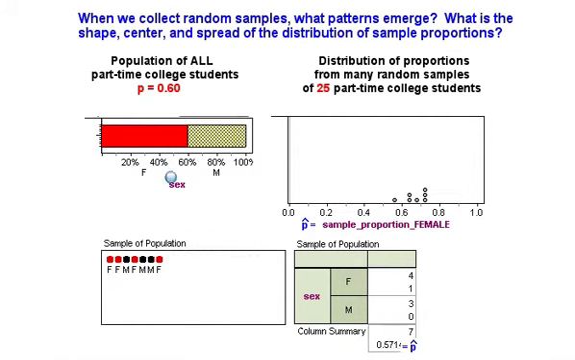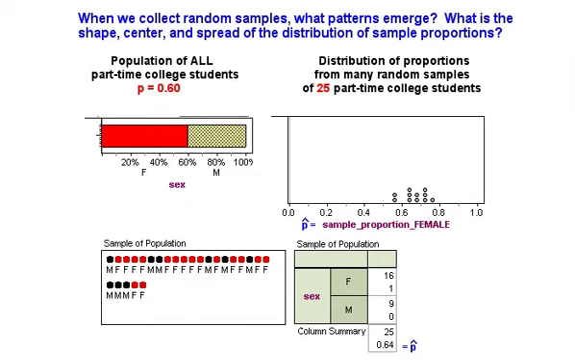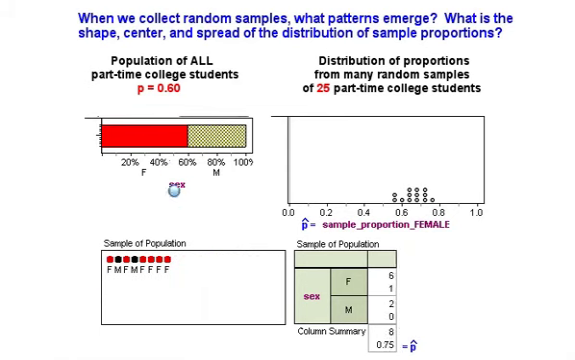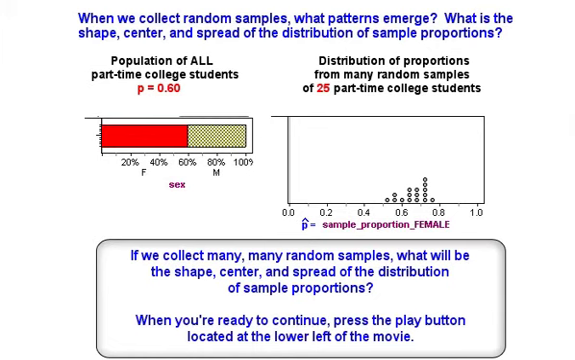What we're interested in is what is going to happen when we begin to collect many random samples. While we run the simulation, we're going to pause the movie and have you make some predictions. We want you to think about, if we collect many random samples, what will be the shape and center and spread of the distribution that results? So at this point, I would definitely recommend that you pause the video and think about this question. What will the shape, center, and spread of this distribution look like based on what we've already said? When you're ready, go ahead and pick up the video by taking it off of pause and resuming play.